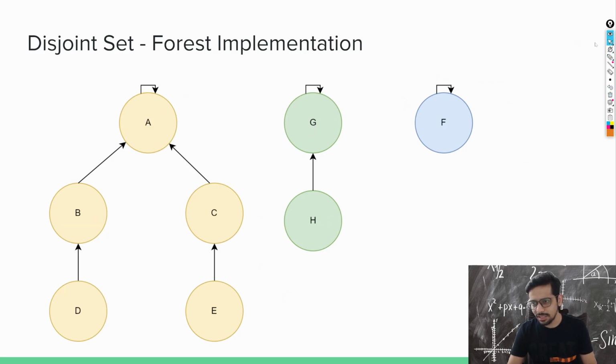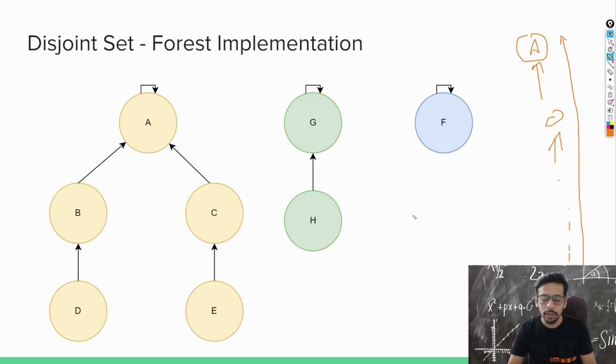In a worst case scenario, you may actually end up having a tree-like structure which is actually a linked list. So B, C, until F. If I were to do find of F, I'll have to go all the way up to A. This is going to take big O of n time. Find here is not good, but we can improve it, and I'll show you how.